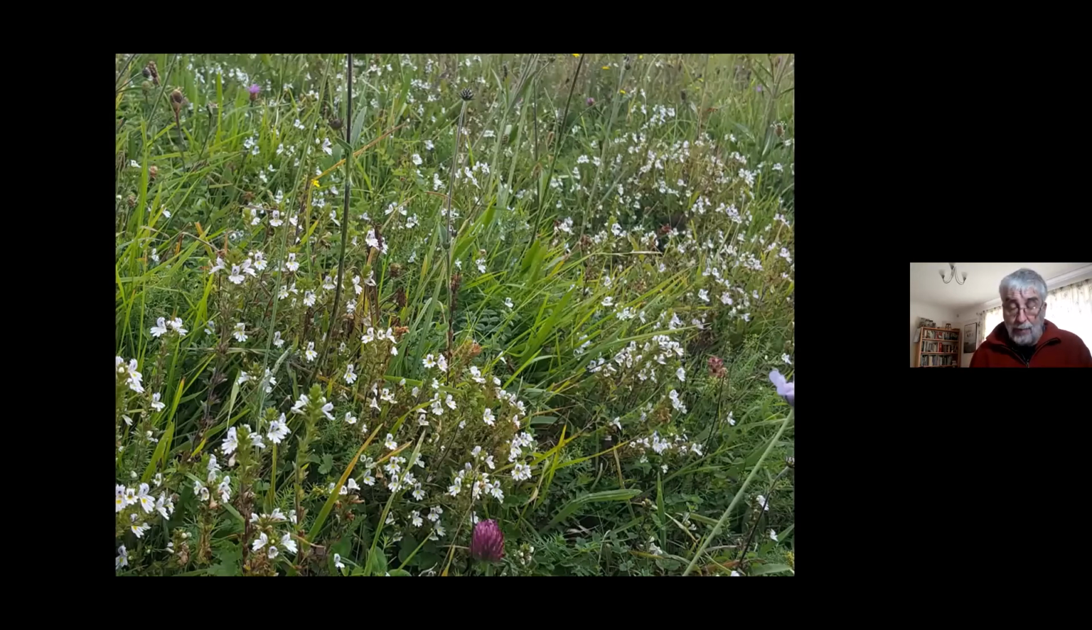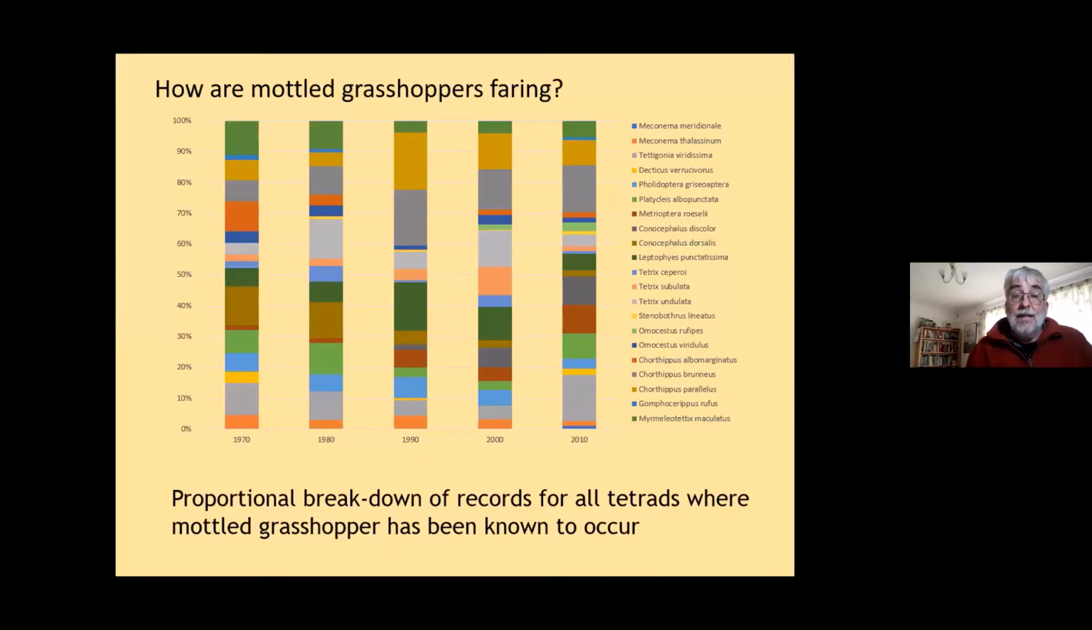Spending the best part of a couple of days, certainly a couple of big afternoons at Lyddon this year, it was very, very difficult to find any short open turf, and there are, again, no signs of mottled grasshopper there at all, even in currently suitable weather conditions. So it's gone from a few sites. Does this reflect a broader decline?